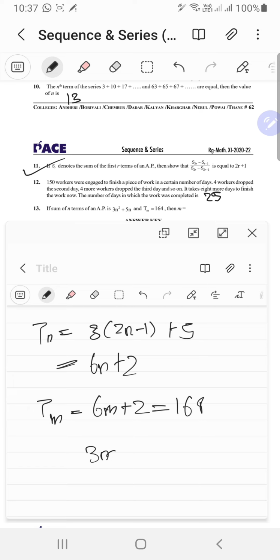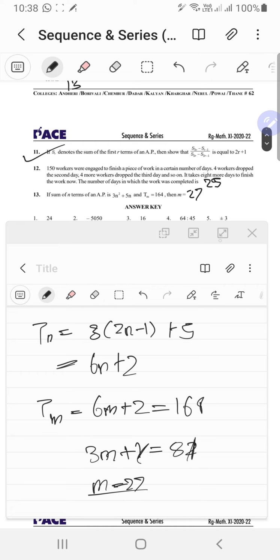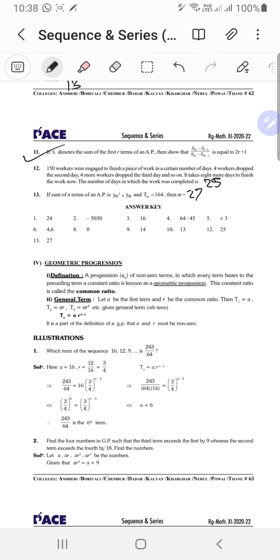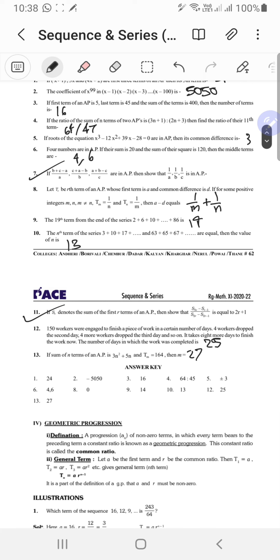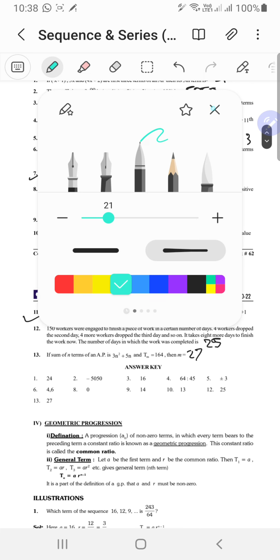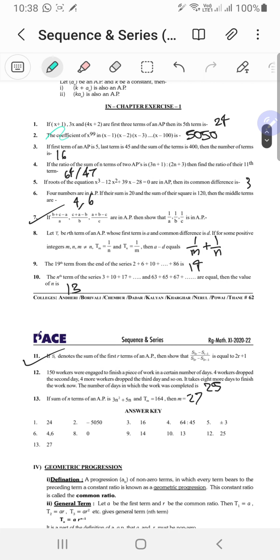That means 3m plus 1 is, what's this, like 82? This is going to be 81. M is 27. So M is 27. So this was the first exercise. Let's see. First thing is 24. Then, well, it's negative 50-50. Oh yeah, the coefficient is negative. So I don't know if I need to put this as incorrect or correct. I'm just gonna leave it like that.